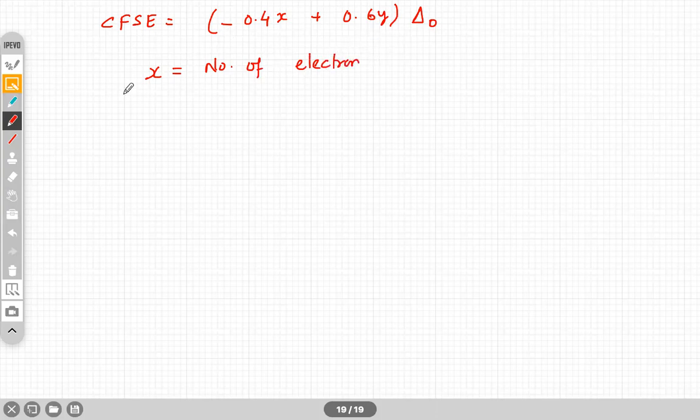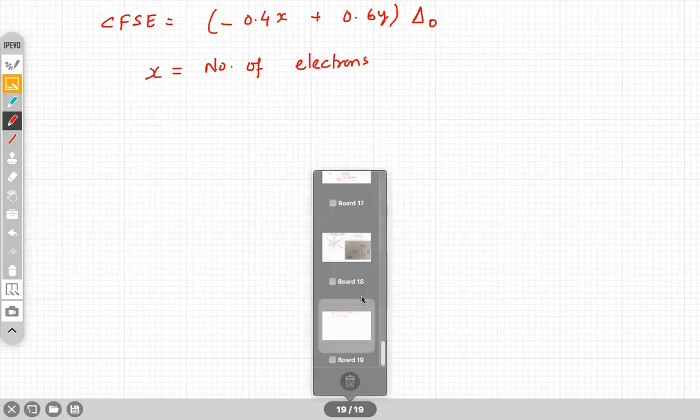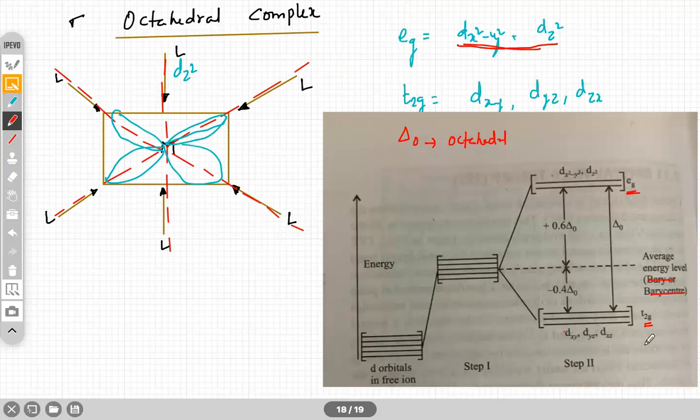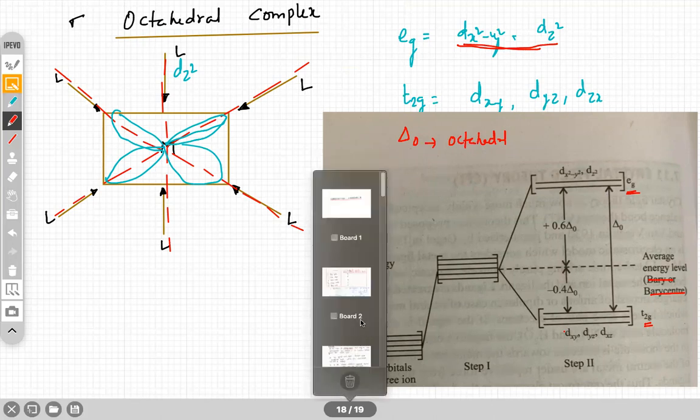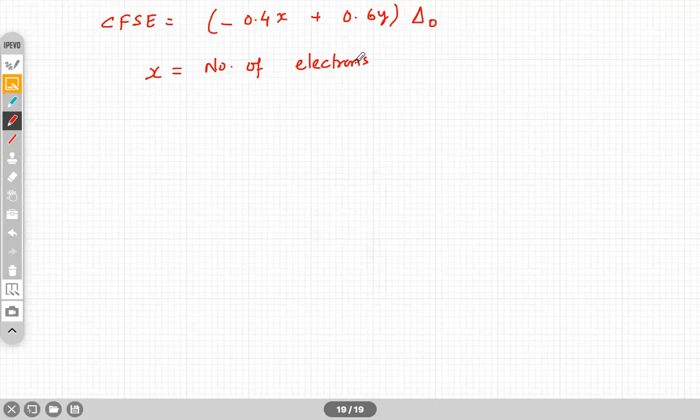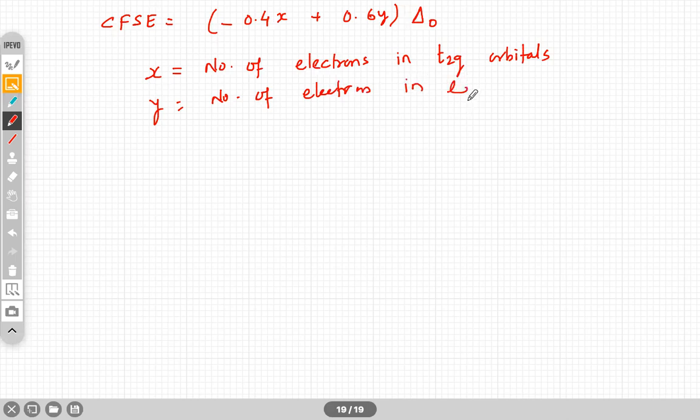number of electrons. 0.4 is associated with which orbital? 0.4 is associated with the t2g orbital, right? 0.6 is associated with the eg orbital. You see, this x is the number of electrons in t2g orbitals. Y is the number of electrons in eg orbitals. Okay? So for the distribution of electrons, if you know the x and y values, you can substitute them here and find out the CFSE in terms of delta O. Is it clear?